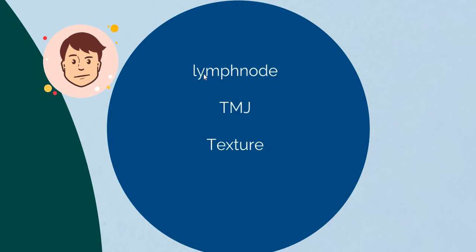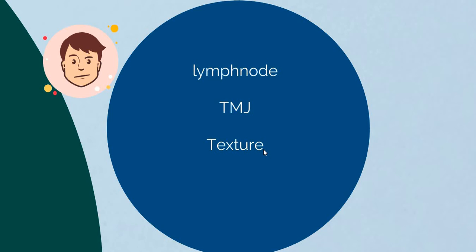So we are checking for lymph nodes, TMJs, and the texture. By the texture, we mean the texture of the face, because we are checking for scars of previous operations, for example. We are checking for the color of the face. For example, we check if the patient has a yellowish face, or a reddish one, or a congestive dark blue one, each of which may be indicative of an underlying disease.